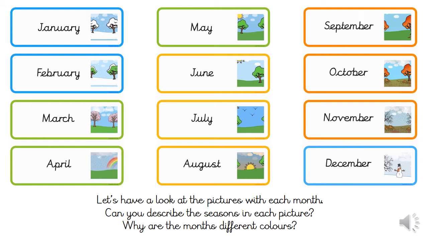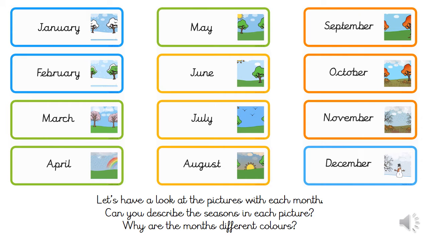In July, what can you see in the sky? The birds. Yes, there'll be lots of birds, and the weather's starting to get really nice and warm now. Ooh, August is a hot one. Look at the big bright sun. September's at the top again, and what's happened to the trees here? They've turned orange, haven't they? That's when we have autumn. So autumn has started and the trees have turned orange.